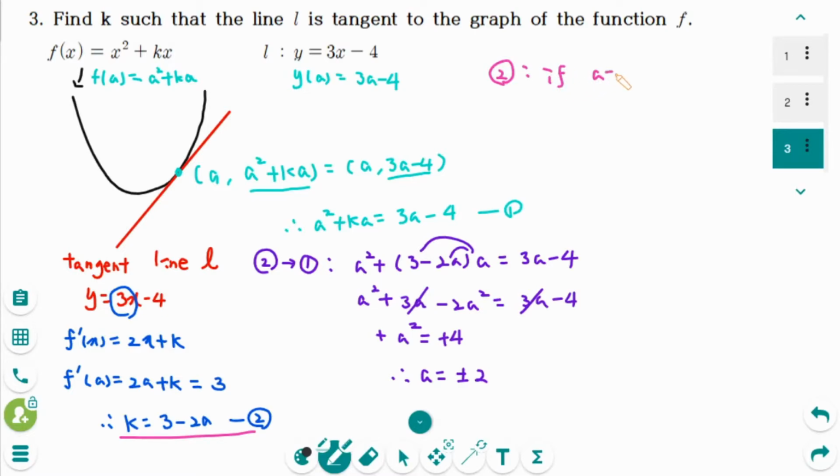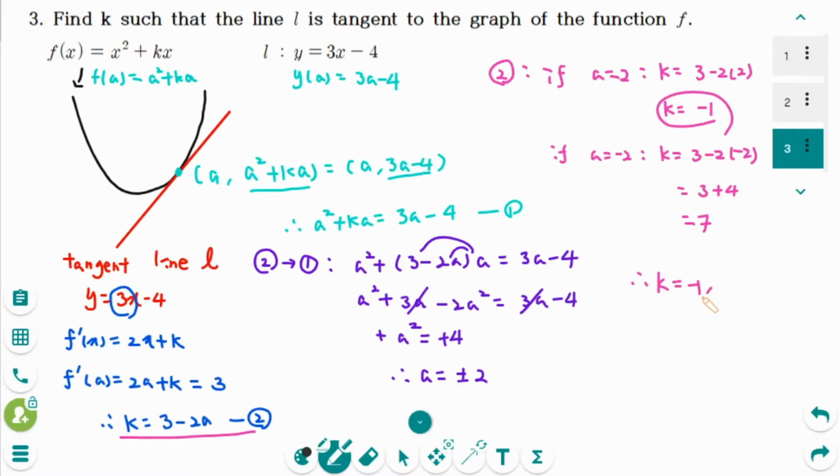If a equals 2, then k equals 3 minus 2 times a. So k equals 3 minus 4, which is minus 1. If a equals minus 2, k equals 3 minus 2 times a, which is 3 plus 4, which is 7. Therefore, k equals minus 1 or 7.